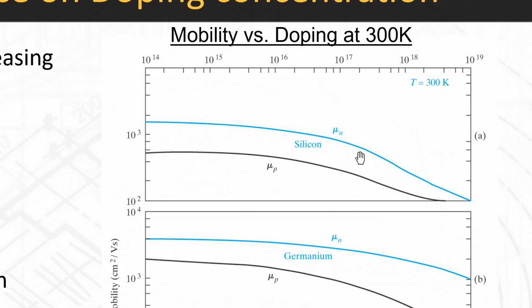One of the things I want to point out is that holes have a higher effective mass than electrons do, and because of that, they tend to have a lower mobility. In most cases, they will have a lower mobility than electrons. They have a higher effective mass.